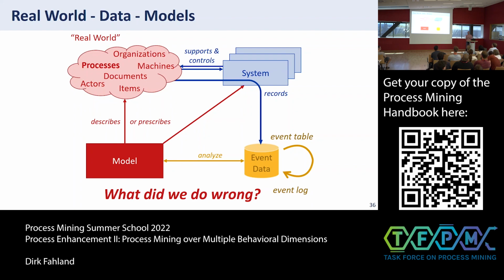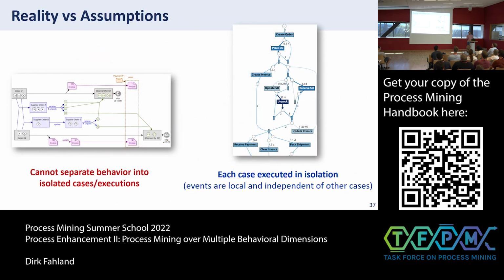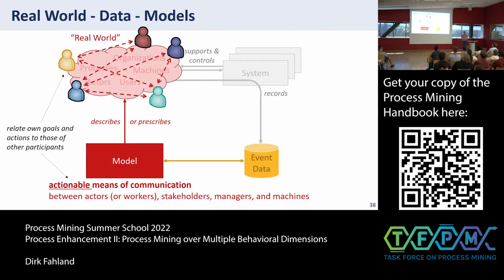Work with object identifiers themselves. Don't have a single identifier in the first place. Don't even try. Work with multiples. The point is, I am unable. You see this, right? I'm unable to separate the behavior into isolated cases and executions. I just can't. But this one assumes cases are executed in isolation. So let's do better.